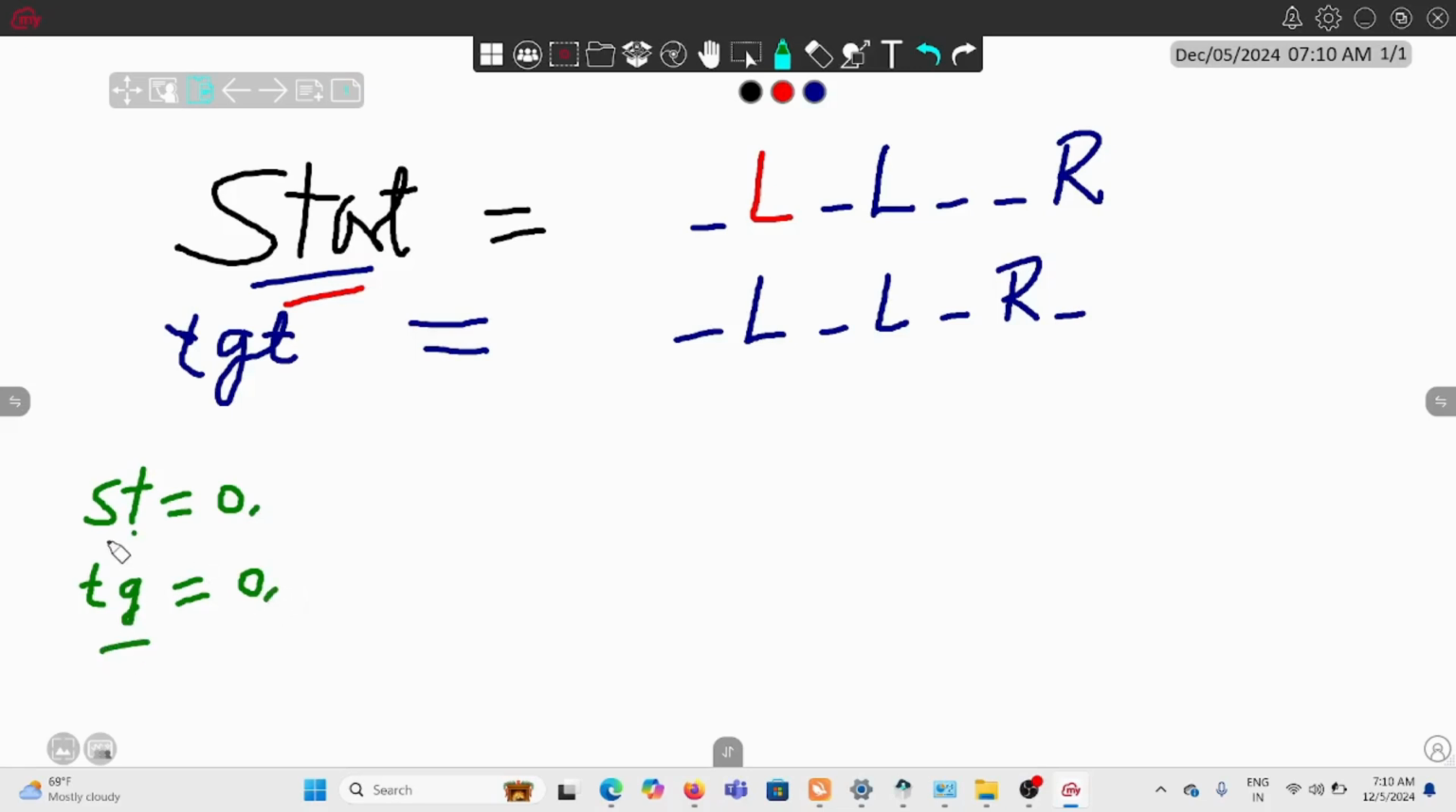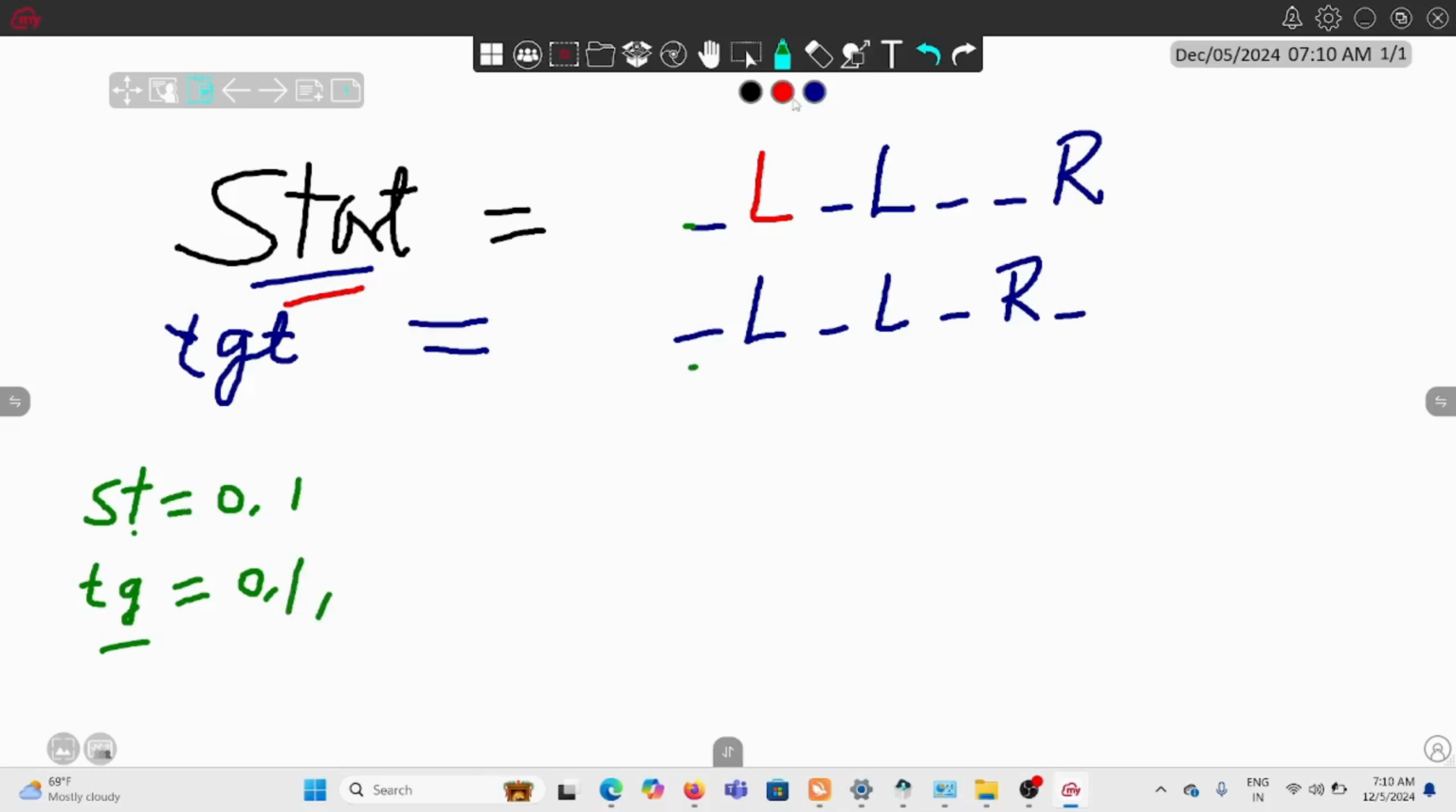Let's say these are two indexes, initially 0 0. So we started here. Wherever it is underscore, we are ignoring. So this is underscore, so we will increase it, so it will become 1. Here also this is underscore, we will increase it, this will become 1.